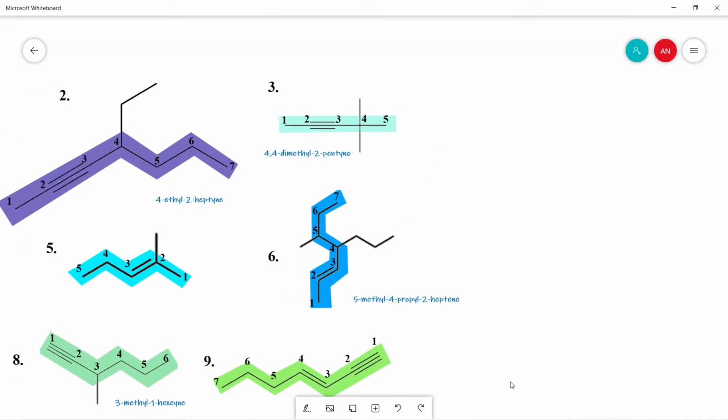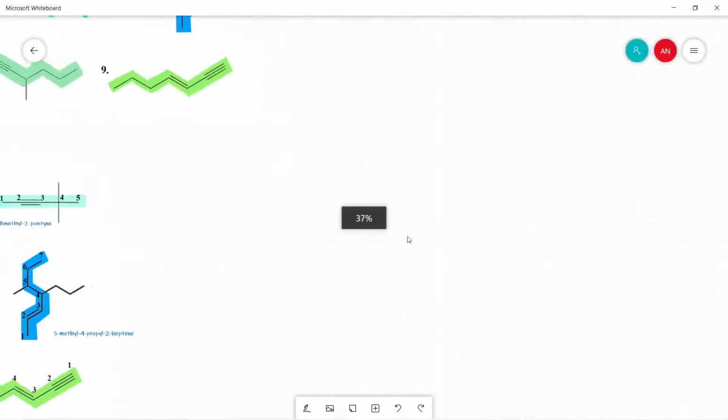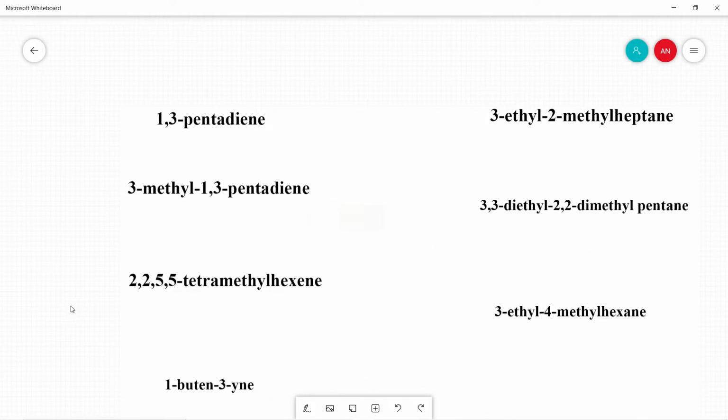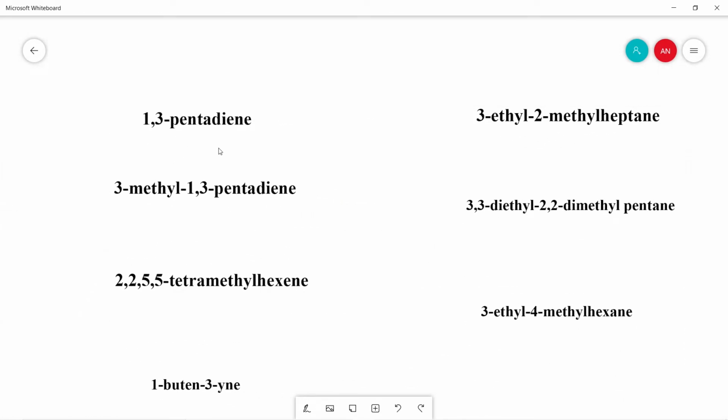Now if the names of any compounds are given, how to form the structures, we'll be discussing it now. So here they are. There are some names, so what would be their structures? The first technique to solve these questions is, first we will draw the parent chain along with the double and triple bonds if there are any. So we'll draw only the parent chain of only carbons, we'll show only carbons there.